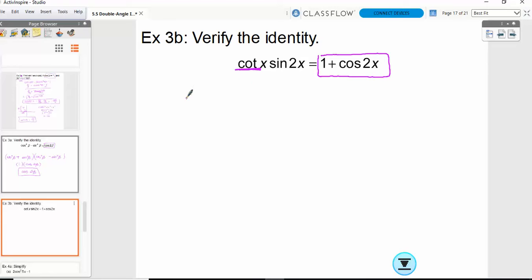Cotangent x. What can you change cotangent into? Let's do cosine. It is 1 over tangent as well. But if I look at my goal, we don't have any tangents there, so let's just go to cosines and sines. Sine 2x. So you're looking at your sine double angle formula, and that turns into what? 2 sine x cosine x.